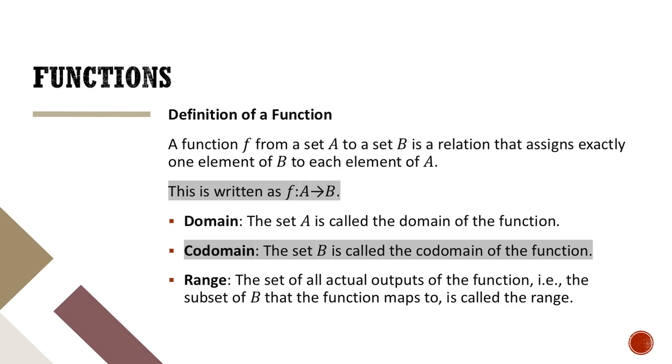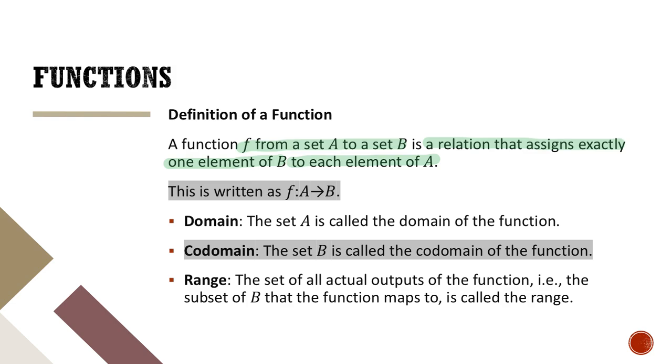So we're going to talk about what is a function. Well, a function f from a set A to B is a relation that assigns exactly one element of B to each element of A. So there's something that is very important later. We'll talk about one-to-oneness and onto, and if you remember, we talked about that already.